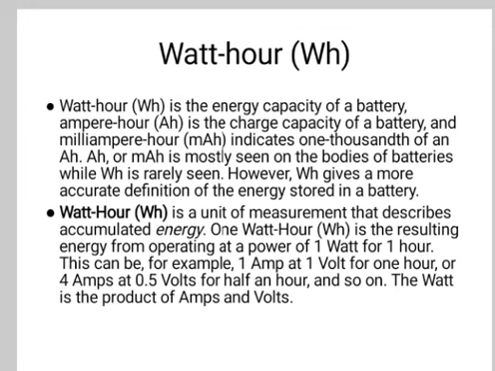The watt hour is a unit of measurement that describes accumulated energy. One watt hour is the resulting energy from operating at a power of 1 watt for 1 hour. This can be, for example, 1 ampere at 1 volt for 1 hour, or 4 amperes at 0.5 volt for half an hour, and so on. The watt is the product of ampere and volt.